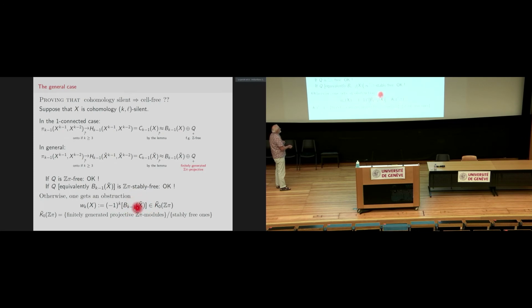So we take the class of these boundaries in K0 tilde of Z pi, that's exactly the finitely generated projective Z pi modules modulo the stably free ones. It's an abelian group for the direct sum and so on. Why is there a minus 1 to the k? Well, say if you have something which is cohomology silent between 10 and 20, you would have a W10 here as an obstruction. But it's also cohomology silent between, say, 13 and 20. So you would have a W13 and W14 and so on. So if we put this minus 1 to the k, that's the same obstruction. So there is only one obstruction, not one at each degree.